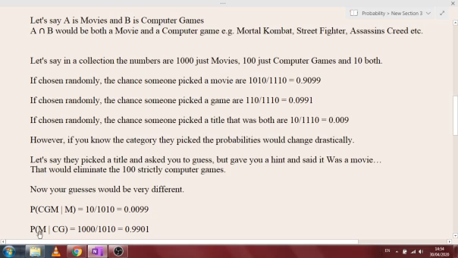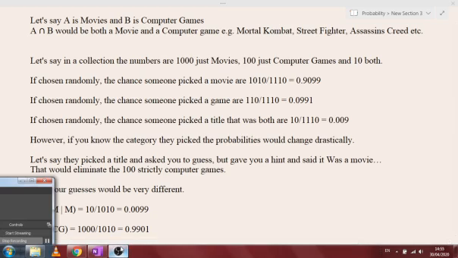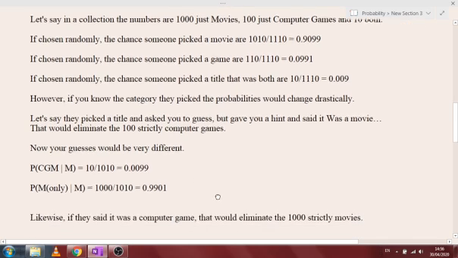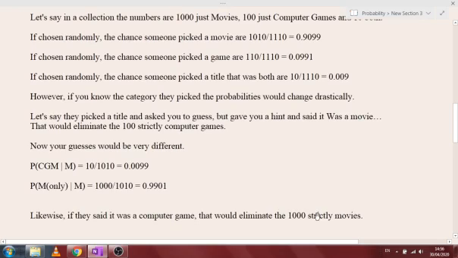And likewise, if they'd said it was a movie given that it was a computer game, sorry, that was wrong. So the chance that it's just a movie, given that it's in that A category of the overall movies, well, that's 1,000 out of 1,010. So you're eliminating those things that are computer game movies. Again, your probabilities add up to 1 in total, but the key thing is you adjust what you have. Likewise, if they said it was a computer game, that would eliminate the 1,000 movies.